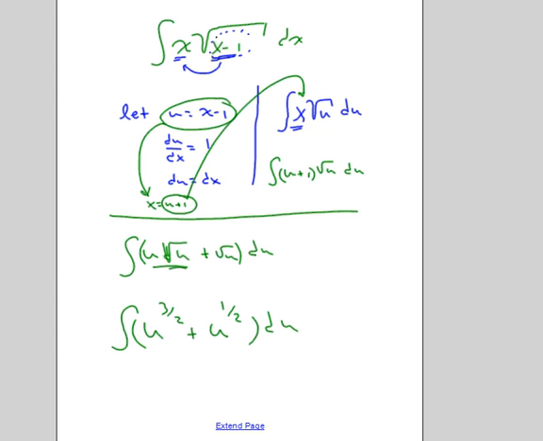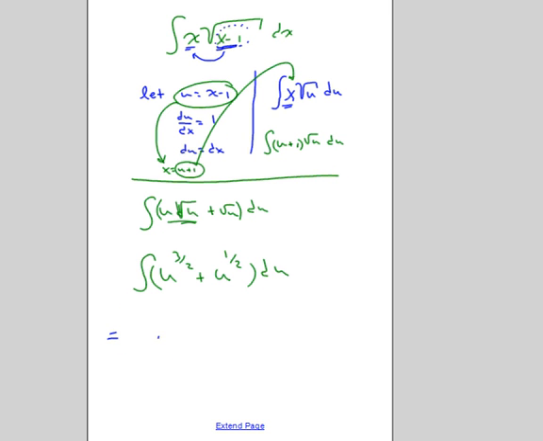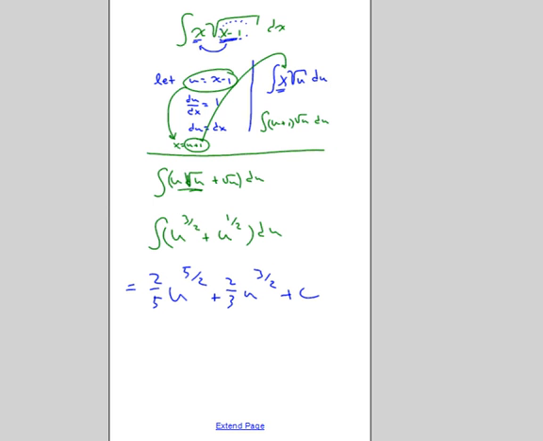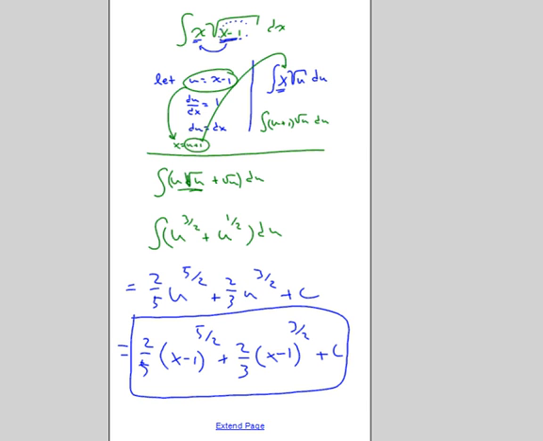This now is incredibly easier to integrate. We can just use the power rule, and the power rule would make this 2/5 u to the 5/2 plus 2/3 u to the 3/2 plus c. And lastly, we're going to resubstitute. So we have 2/5 times x minus 1 to the 5/2 plus 2/3 times x minus 1 to the 3/2 plus c, and we have successfully integrated it thanks to our u substitution.